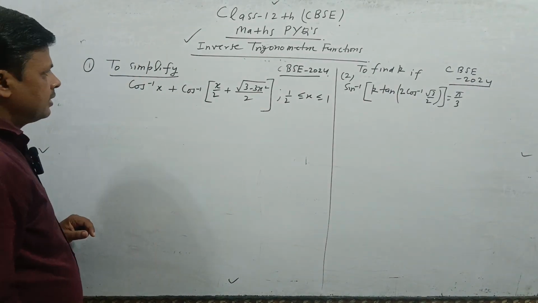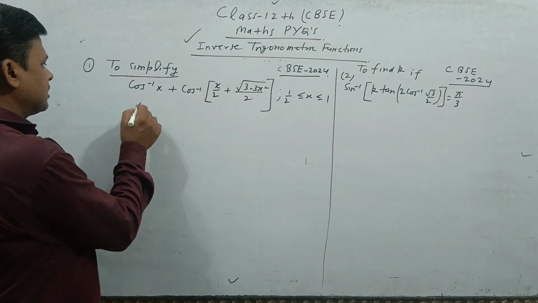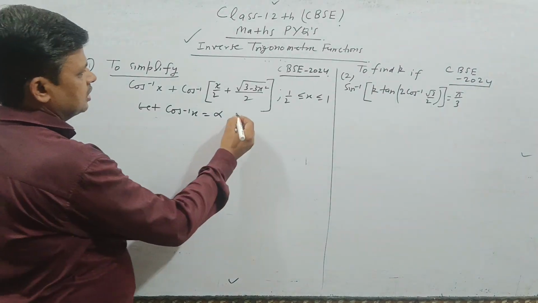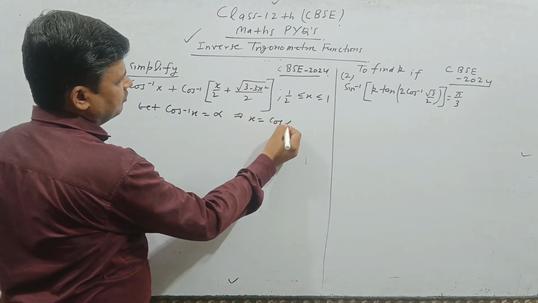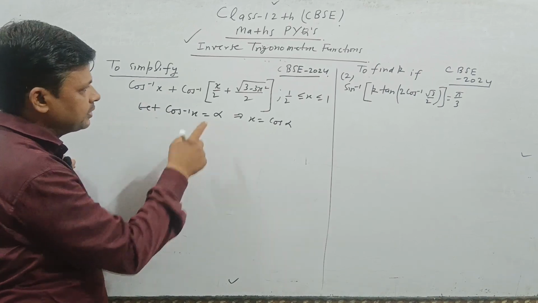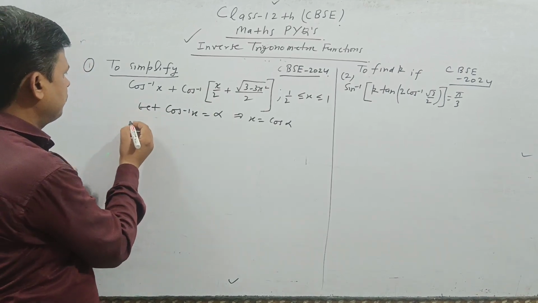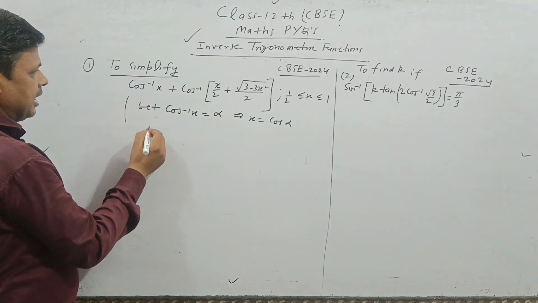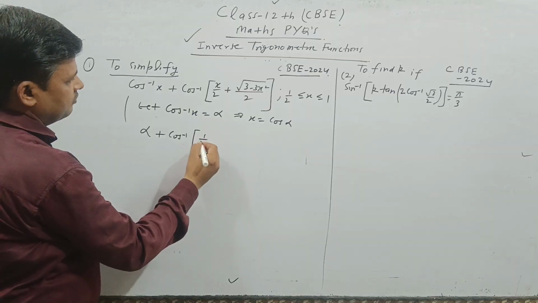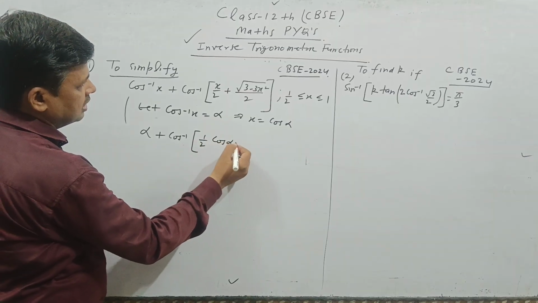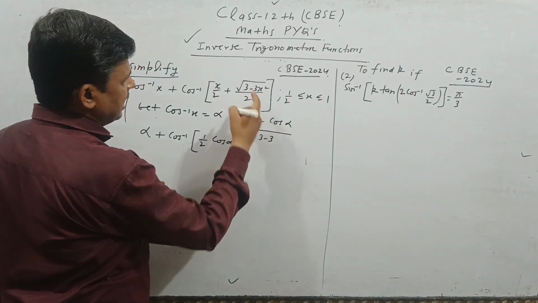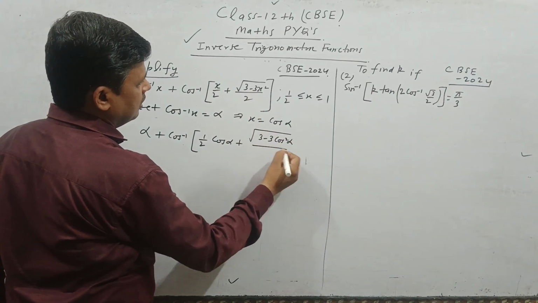So let us see. Let us put x is equal to cos alpha, and cos inverse x is equal to alpha. Both are the same thing. So we will get here alpha plus cos inverse of, what is x? x is cos alpha. So 1 by 2 cos alpha plus root 3 minus 3, what is x square? It will be cos square alpha by 2.